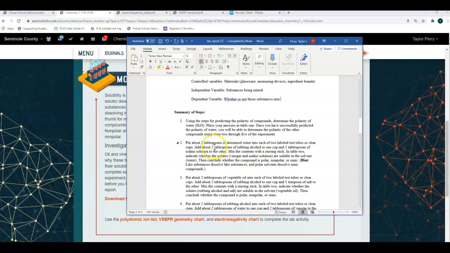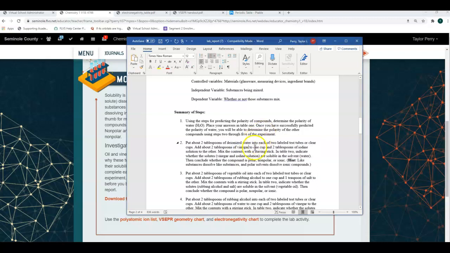Summary number 2. It's wrong. I can't believe that, but it is incorrect. It says, look here, add about 2 tablespoons of rubbing alcohol to a cup and 2 tablespoons of iodine solution to another. But you're not supposed to be using alcohol. You're supposed to be using vinegar here. So this should actually be vinegar, all right? So fix that. That should be vinegar.